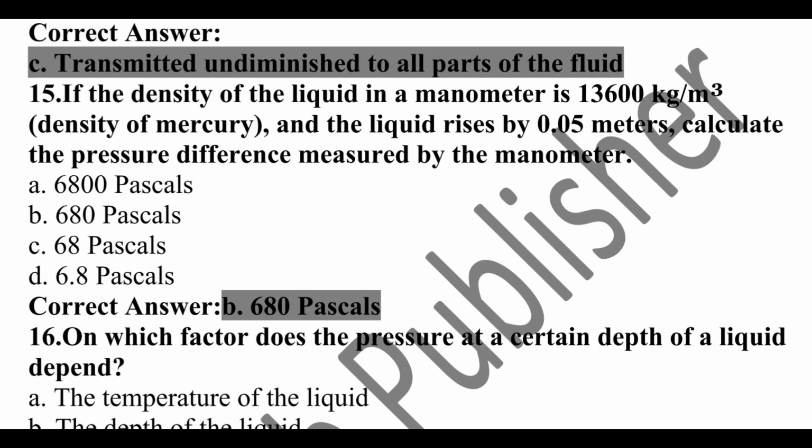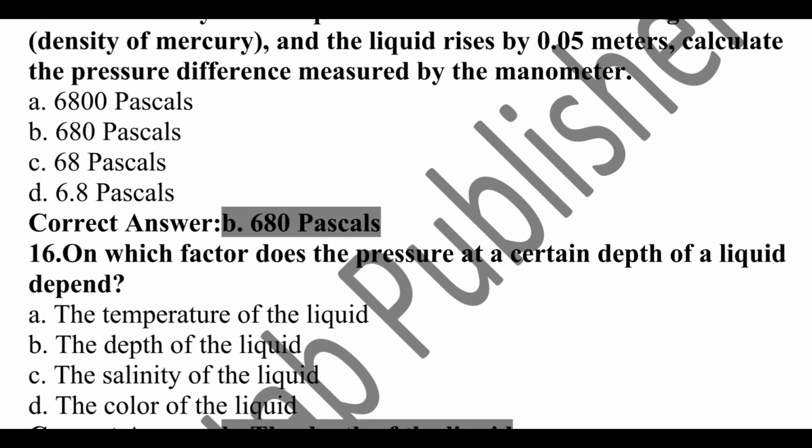Question number 15. If the density of the liquid in a manometer is 13,600 kg per cubic meter, the density of mercury, and the liquid rises by 0.05 meters, calculate the pressure difference measured by the manometer. Option A, 6800 pascals. Option B, 680 pascals. Option C, 68 pascals. Option D, 6.8 pascals. So the correct answer is option B, 680 pascals.